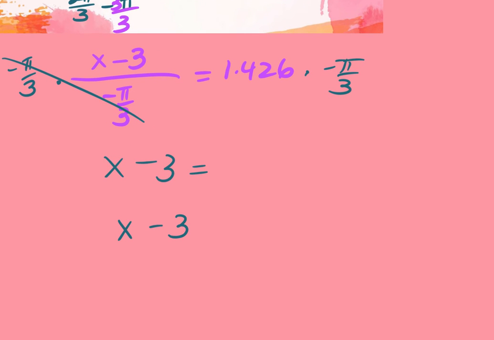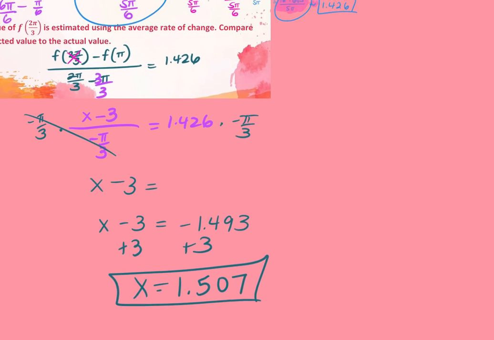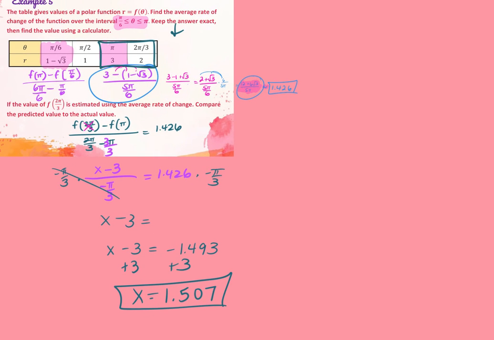X minus 3 equals negative 1.493. And then I add the 3, and I get x equals 1.5067. So 1.507. So that's the predicted value, right? This is if I use my average rate of change. That's what it was predicted to be.